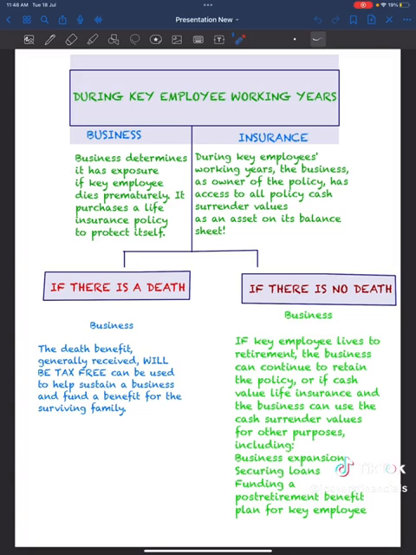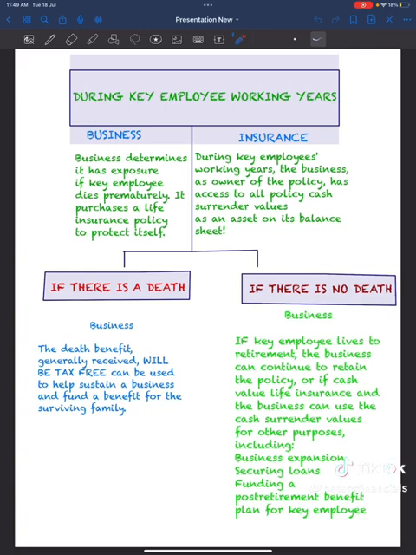Now, because it's cash value life insurance, during the employee's key years the business is the owner of the policy and has access to the policy's cash surrender value, so it's listed as an asset on the business balance sheet. Now, if the key employee was to die, the death benefit will be received by the company, and that will be tax-free. It can be used to sustain the business, fund the business, or be given to the key employee's surviving family.